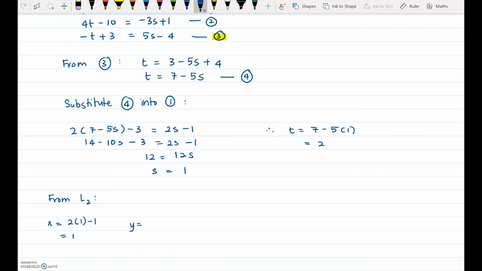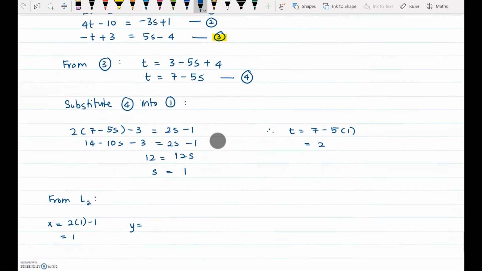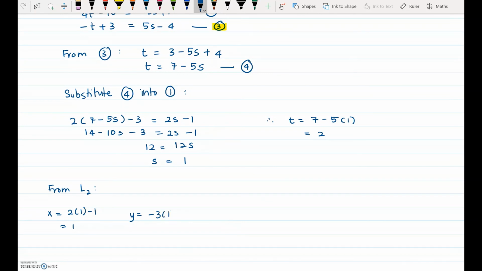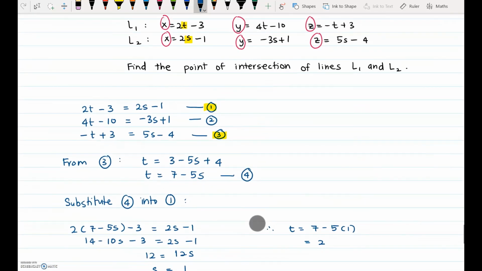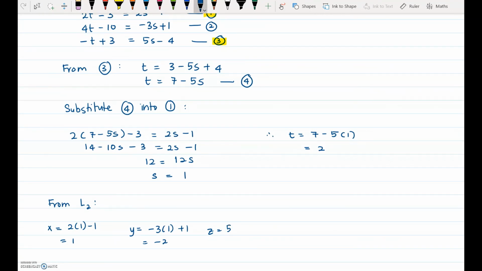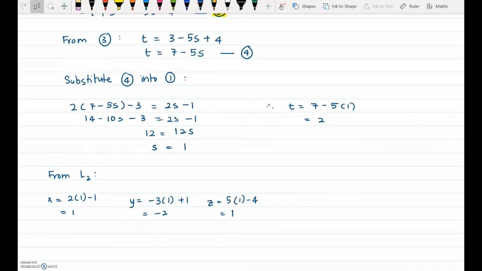Okay, then y will be equals to negative 3s plus 1. Negative 3 times 1 plus 1, so you will get negative 2, and your z will be equals to 5s minus 4. That means you will have 5 times 1 minus 4, which is equals to 1. Alright, so now what will be your intersection point? So the intersection point will be 1, negative 2, and 1.